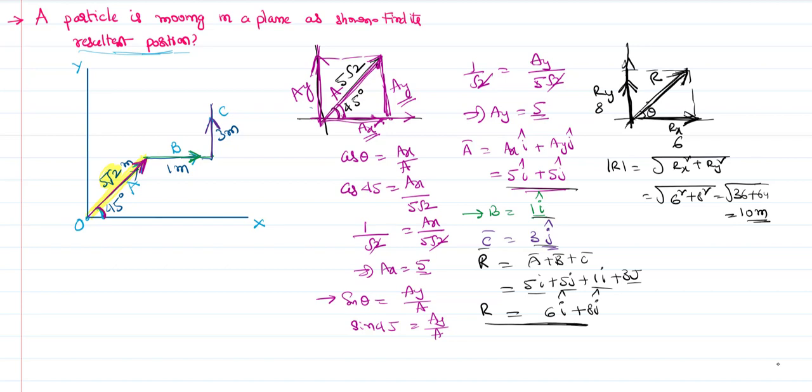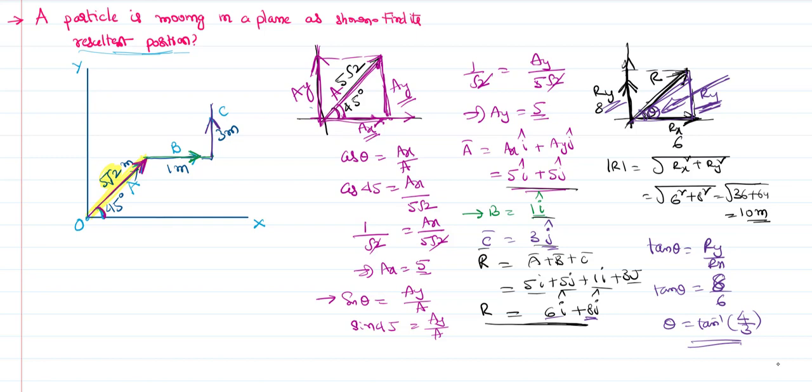But if you are interested in finding its direction, what theta is for that resultant vector, I can again write tan theta in this right angle triangle as the opposite side, which is Ry, by Rx. So tan theta is Ry by Rx, that is 8 by 6, which is 4 by 3. So theta equals tan inverse of 4 by 3. This is how we can solve this kind of problem.